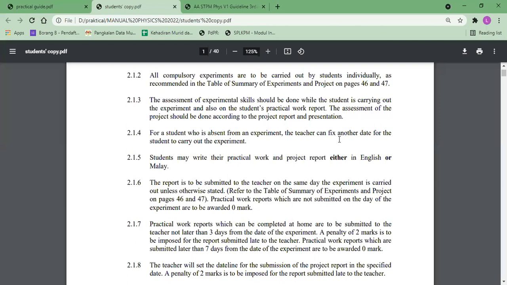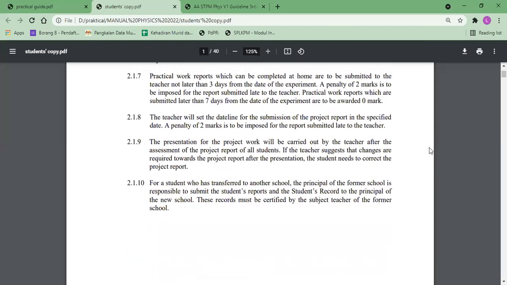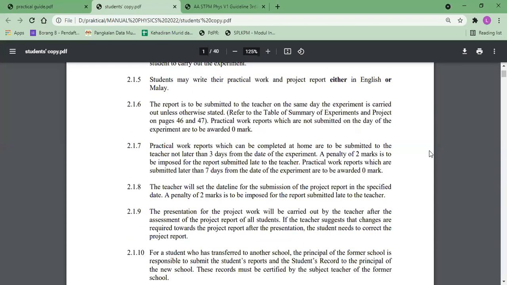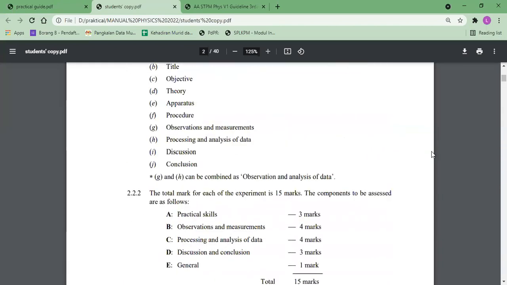For students who are absent from an experiment, the teacher can fix another date for the student to carry out the experiment. You may write your report either in English or Malay, but it is better in English, easier, because in Malay you need to translate yourself. Others, okay, we go to here.